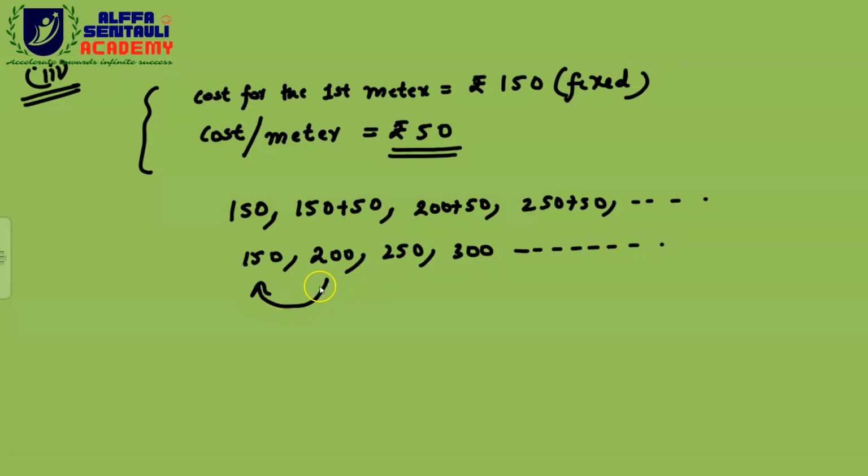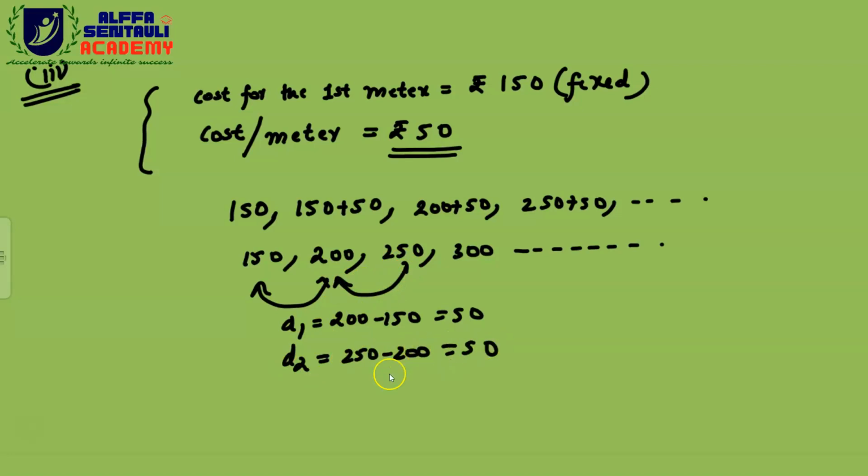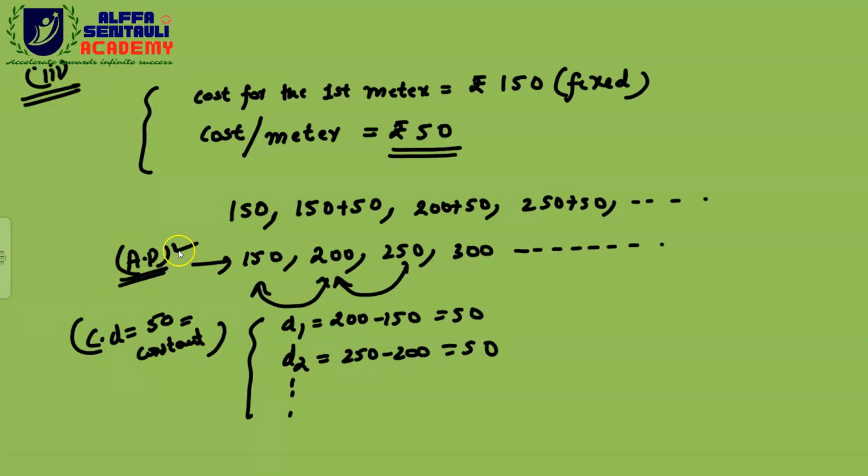But if you find this D1, what is it beta? 200 minus 150, this will be 50, correct? D2 will be what beta? 250 minus 200, again 50. So if you keep on finding all the D's, you will get that all the D's are equal. So the common difference is equal to 50 and this is constant. So that is why beta, this series is an AP. Correct?